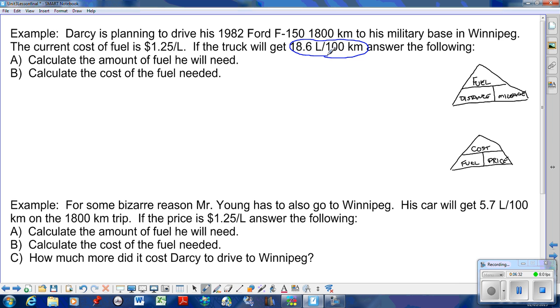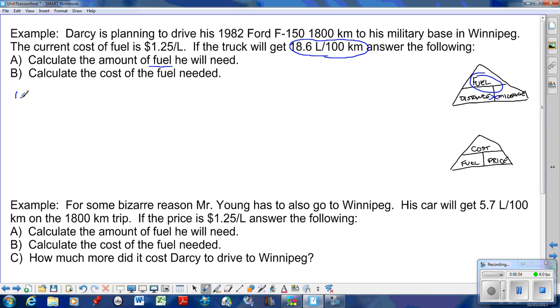All right. So that's actually a fraction when we go to use our formula. So you need to be aware of that. So with A part, it wants us to calculate the amount of fuel. So we look at the fuel triangle. Here's the fuel. How do we calculate fuel? We multiply distance and mileage.